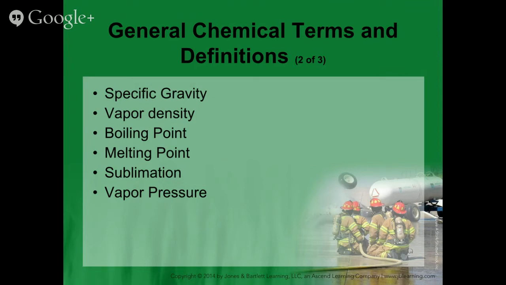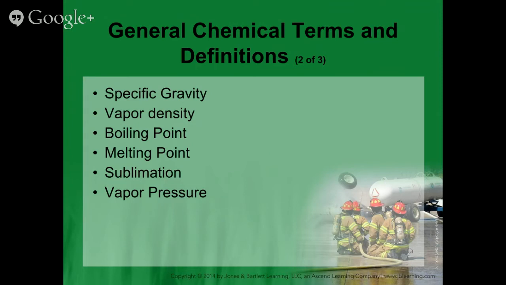If the specific gravity is less than 1, the material is lighter than water and will float. Can someone think of an example? That's right, gasoline, oil. If the specific gravity is greater than 1, the material will sink. Most of your hydrocarbons are lighter than water, obviously, and they will float. So this is an issue we deal with. How do we deal with it? How do we clean it up? How do we get rid of it?